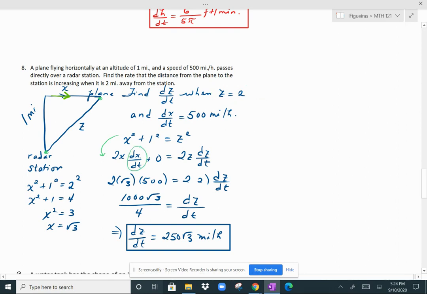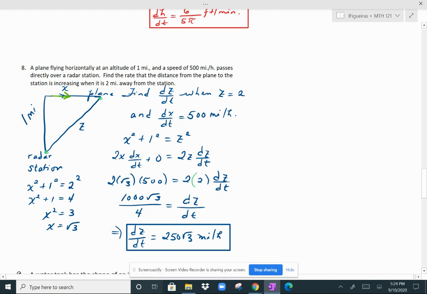So again, I need to go back to the Pythagorean theorem right here and figure out what x is when my z value is 2 and the height here is 1. So x squared plus 1 squared equals 2 squared. That means x squared equals 3. And so you get an x value of root 3. So now I can plug in everything I know in order to solve for dz dt. So I have 2 root 3 times 500 equals 2 times 2 dz dt.